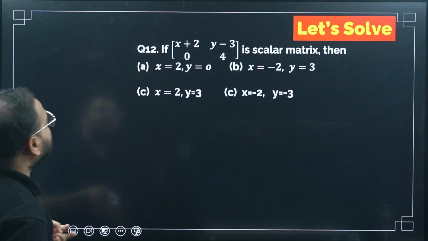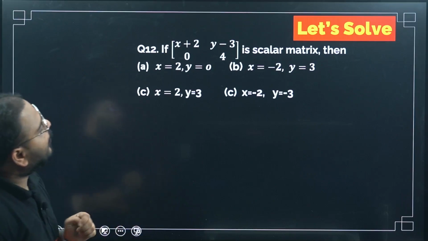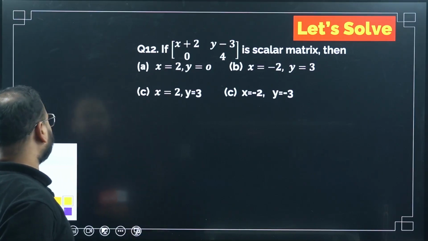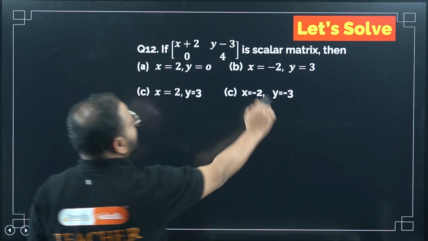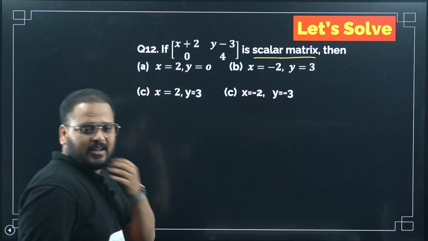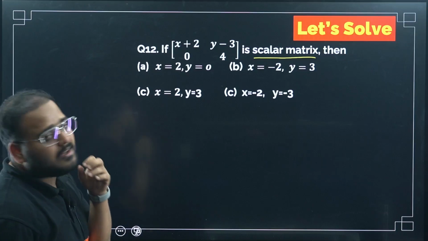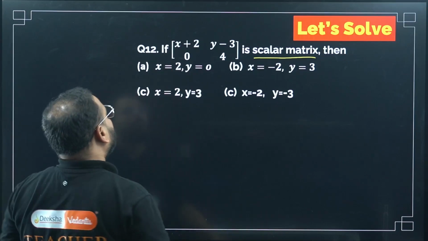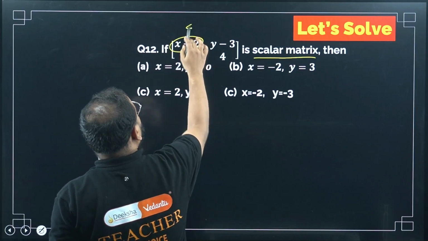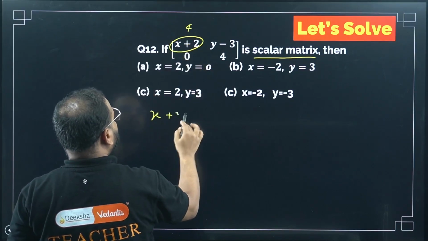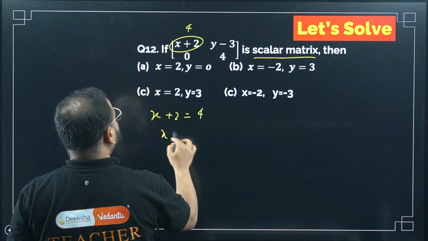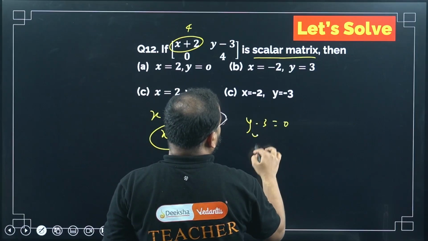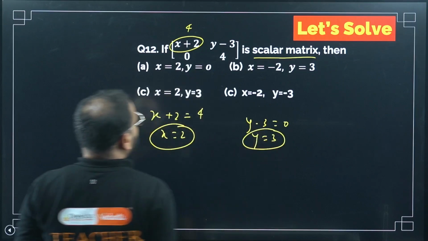Okay. Question number 12. Optional question. This is very, very simple. Definition based. If you know the definition, you know the answer. Asking for scalar matrix. When can I say a matrix is scalar? If the diagonals are constant and the others are all 0. How can this be constant when this is 4? So x plus 2 has to be equal to 4, x equals 2. What about this? y minus 3 has to be equal to 0, y equals 3. Answer is 2, 3.